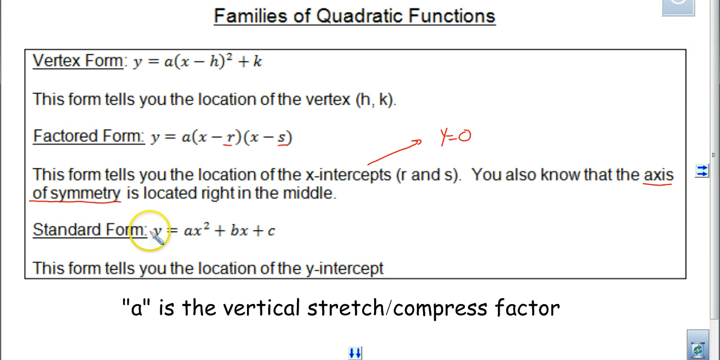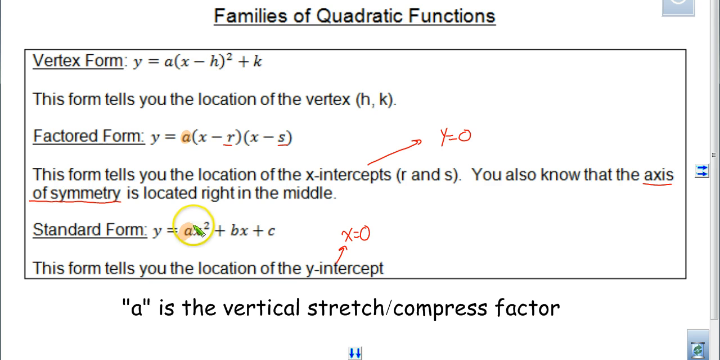There's also the standard form when it's just fully expanded out. And this tells you the location of the y-intercept. And very quickly, the y-intercept happens when x is equal to 0. So if you sub in x is equal to 0, this is 0, this is 0, so you're left with c. So that final term is the y-intercept.